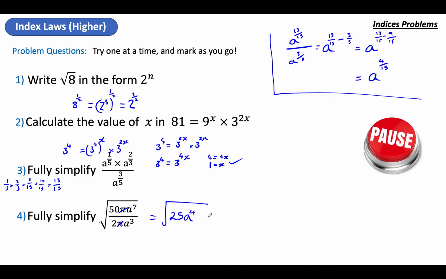Okay, now I've got the square root of this. Now, if you remember from our surds, if you've got two things multiplied together in a square root, you can separate them out into two separate square roots multiplied together. Well, square root of 25 is 5, and square root of a to the 4, we're going to halve that power to get a to the power of 2. 5a squared is what that simplifies to. Okay, see, I told you that was easier than it looked. Right, let's move on.